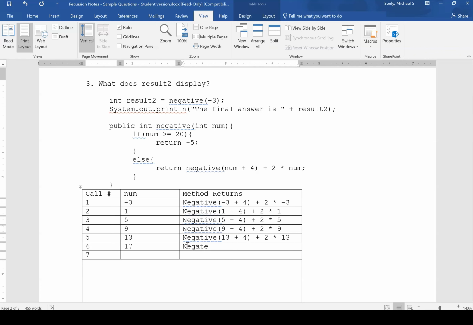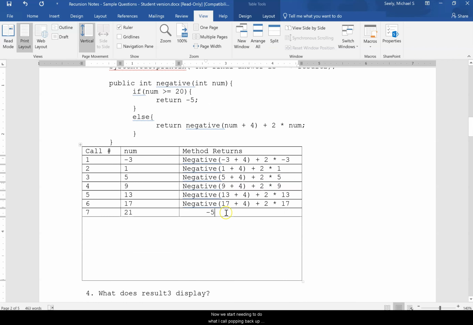I got 17 plus 4 plus 2 times 17. 17 plus 4 is 21. So it returns -5. Okay. Okay, so now we start needing to do what I call popping back up the stack now. So we have basically -5 is this whole section right here.